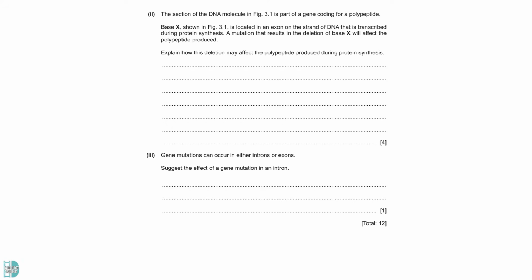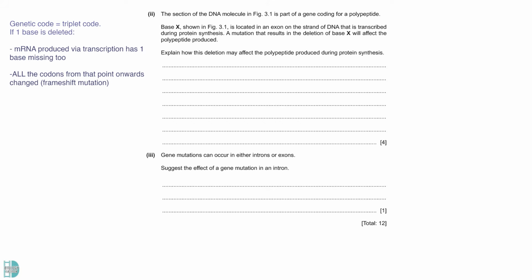Now, let me show you how deletion of a base can affect the polypeptide coded by the gene. First of all, genetic code is a triplet base. Every 3 bases code for 1 amino acid. If one base is deleted, when the DNA is transcribed, the mRNA will have 1 base missing. All the codons in the mRNA from that point onwards are now changed, as the reading frame is no longer the same. This is called a frame shift mutation. When a polypeptide is produced from this mRNA, all the amino acids added after that point of mutation are altered.